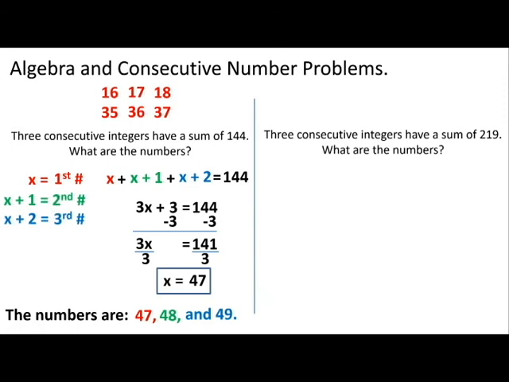Here's another one. Three consecutive integers have a sum of 219. What are the numbers? I'd recommend pausing the video, seeing if you can work this one out on your own, and then restarting the video to see if it matches what I have. Certainly you can skim past my instructions and my explanation if you got it quite easily.